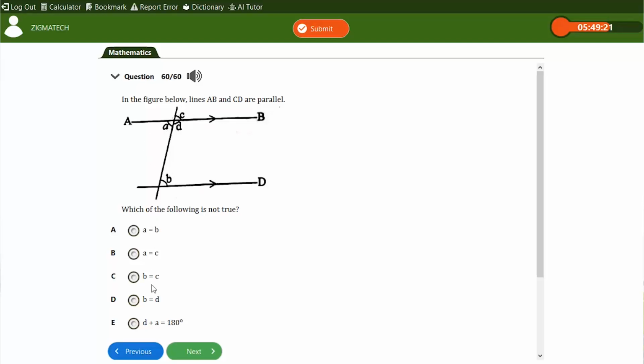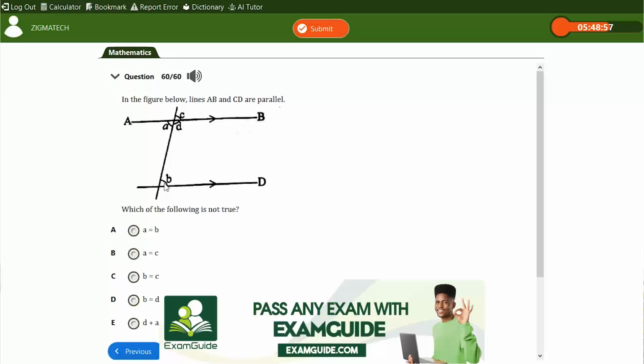Then we have B is equal to C. That is correct because corresponding angle, B is corresponding to C. How do I mean? The position or the pattern of the angle of B is the same pattern as the angle of C. Immediately after you see the horizontal line, just on top of the horizontal line, that is where B is. On top of the horizontal line, that is where C is. So we call those angles corresponding angles. So B is equal to C, right?